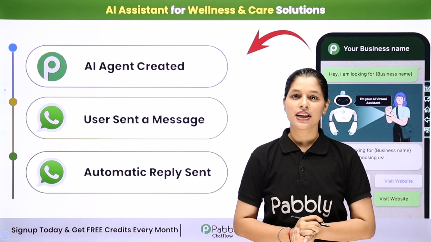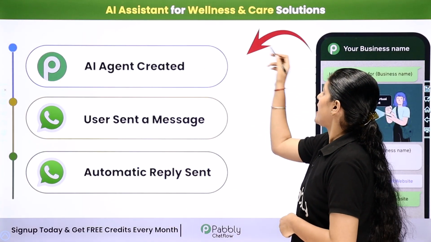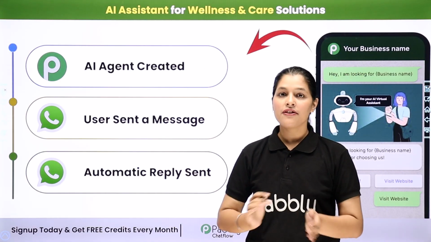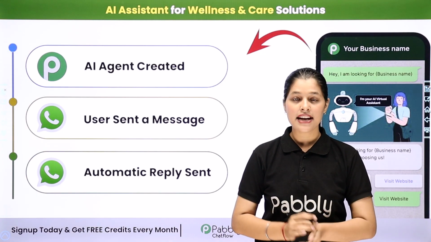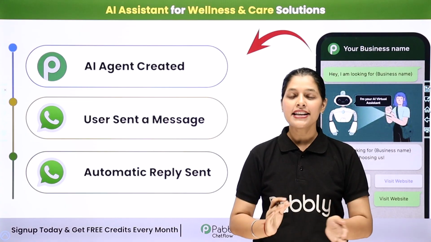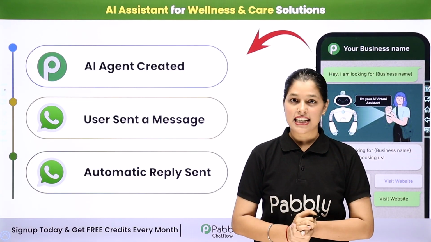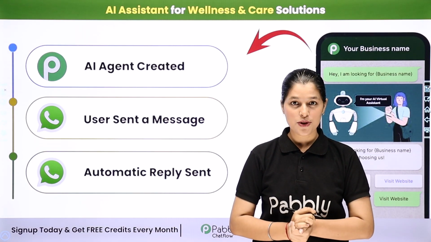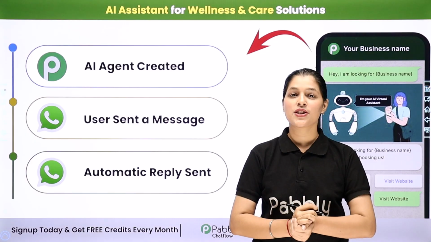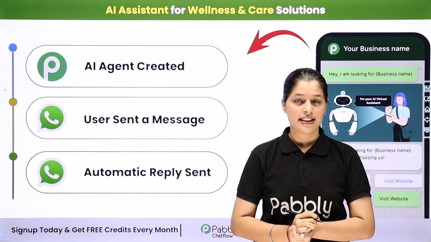So in this video we are going to learn how to create an AI assistant for wellness and care solutions. I run a wellness center and want to use an AI assistant to provide daily health tips and nutritional consultation, making self-care easy and consistent. I am going to build this AI assistant using Pabbly Chatflow, and it is going to respond to my customer queries on the basis of the knowledge base I have provided to it, and that knowledge base contains details of my business.